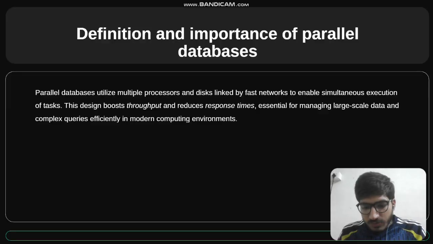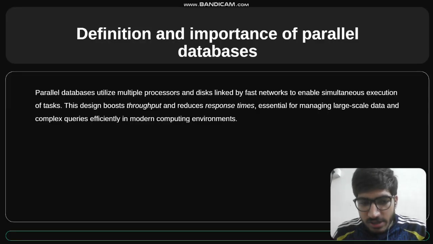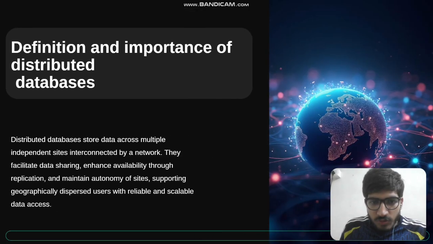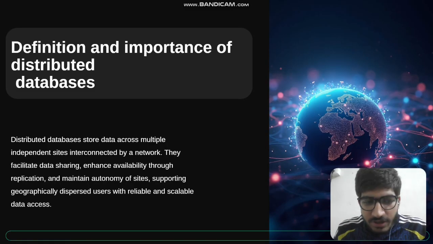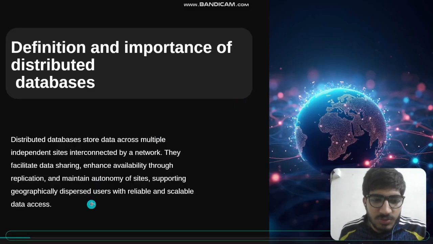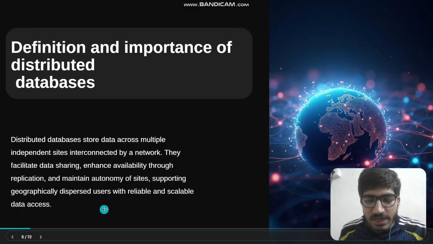Okay, so this is the idea behind parallel databases. Okay, now we'll move forward to the definition and importance of distributed databases. Distributed databases store data across multiple independent sites interconnected by a network. They facilitate data sharing, enhance availability through replication, and maintain autonomy of sites, supporting geographically dispersed users with reliable and scalable data access.